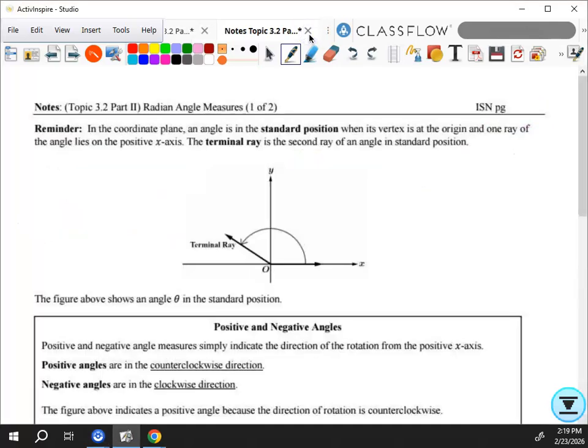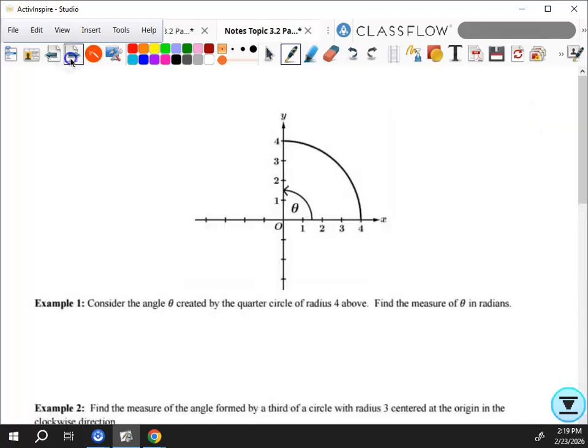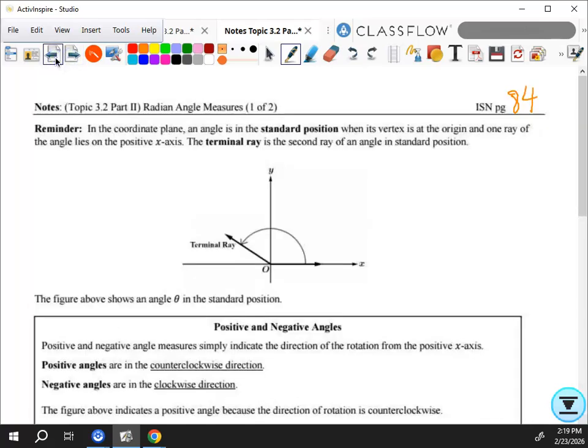All right, this is going on page 84 when we are done. Make sure you have 1 up 2. I passed them all out. Hopefully you shuffled them out correctly.